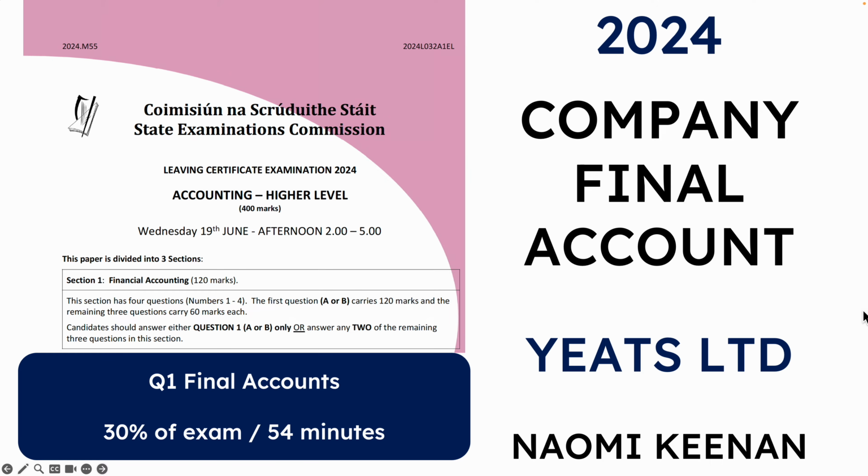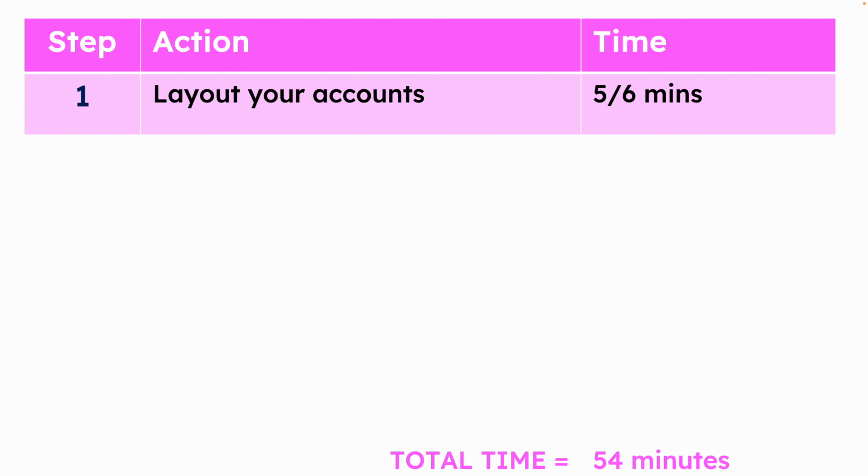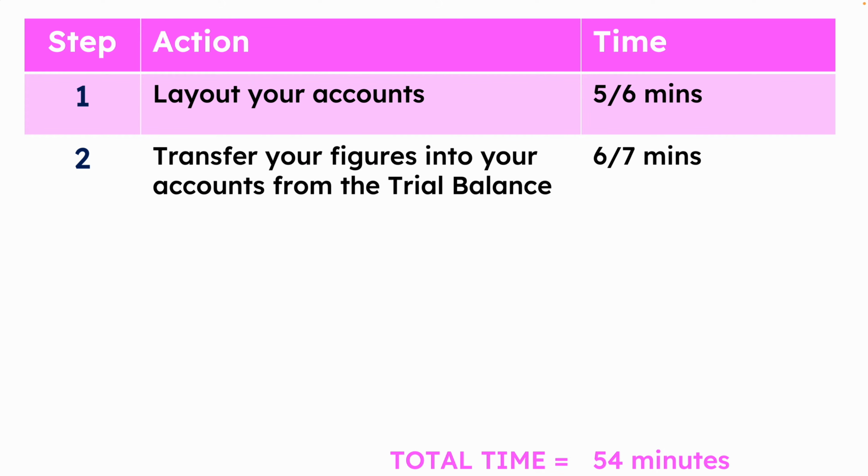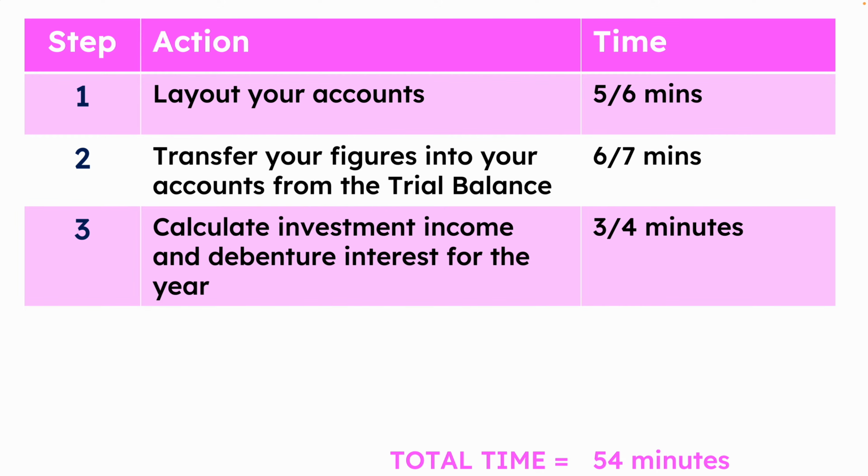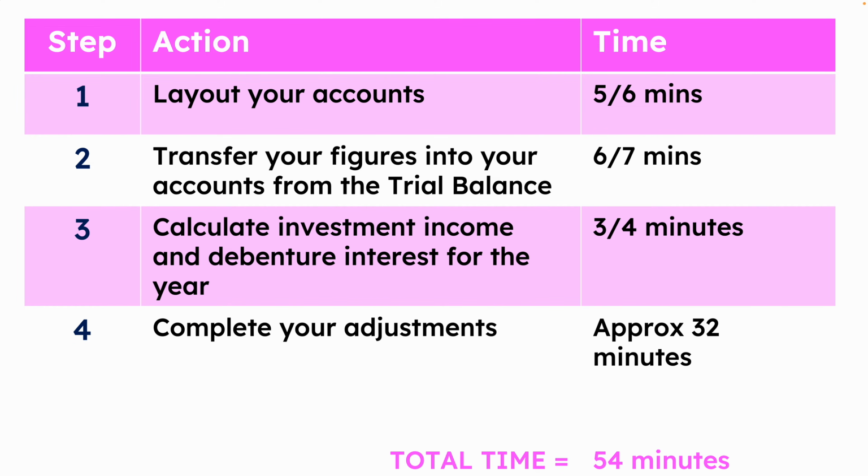Okay, so this video is going to be looking at the 2024 company final accounts, Yeats Ltd. So again, we're just going to look at all the different steps that we're going to take in which to complete our final accounts. So step 1, lay out our accounts, which would take us 5 or 6 minutes. Step 2 is transfer our figures into the accounts from the trial balance, which is 6 or 7 minutes. Step 3, calculate the investment income and debenture interest for the year, which will take us 3 or 4 minutes.